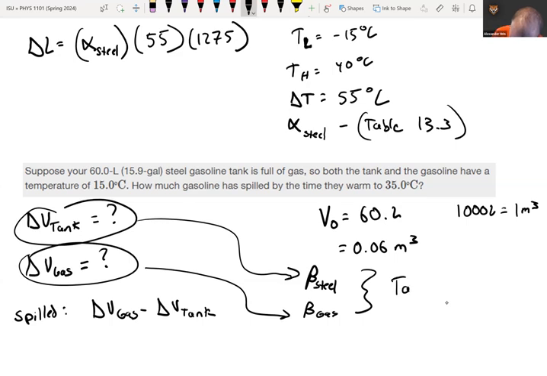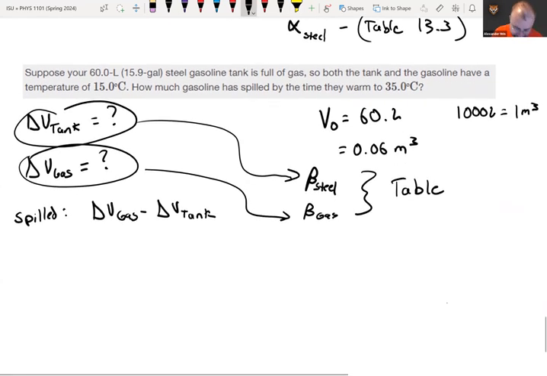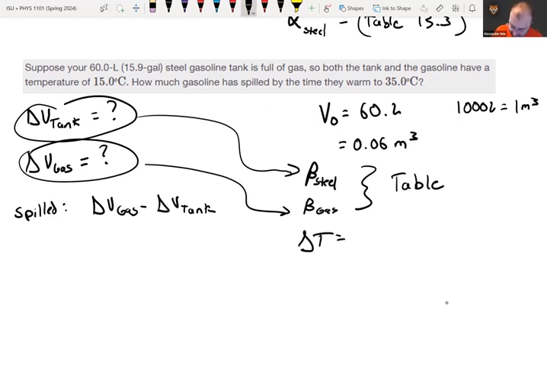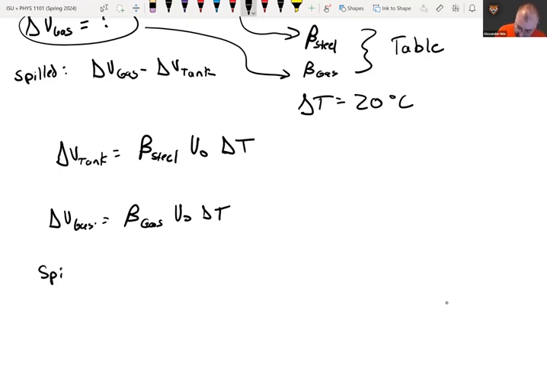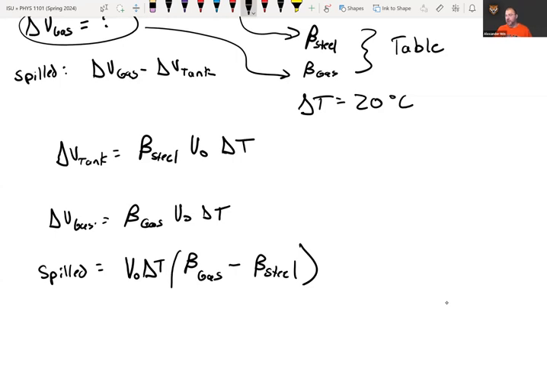Both of these are in the thermal expansion table. Your delta T is just going to be 35 minus 15, which is 20 degrees Celsius. Your delta V of the tank ends up being beta of steel times V0 times delta T, and the delta T's are going to be the same for both cases. Your delta V of your gas is going to be beta of gas times V0 delta T. Then for the spilled amount, we could set up a subtraction and factor out the V0 and the delta T, and it's just going to be the difference between your volumetric expansion of gas and your volumetric expansion of steel.